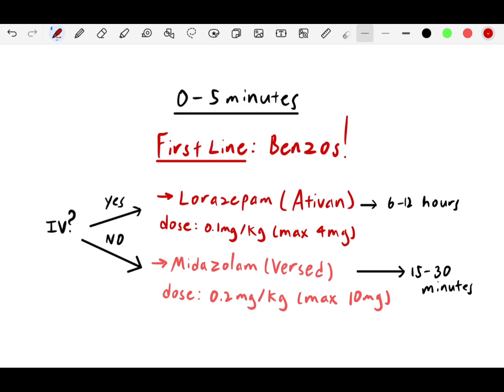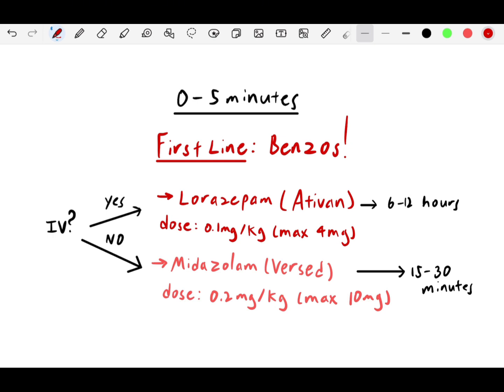So say, for example, you are on the medical floor and a nurse pages you because a patient is seizing, or you're in the emergency department and you get a tele from an EMS crew. They're picking up a patient who is coming to the emergency department for seizures. Now, here's kind of the basic timeline. We're going to go through the different lines of treatment, and we're going to start with the first line.